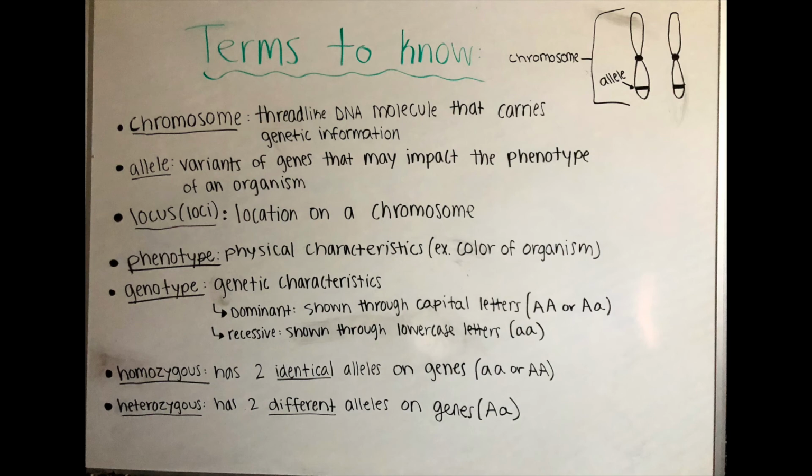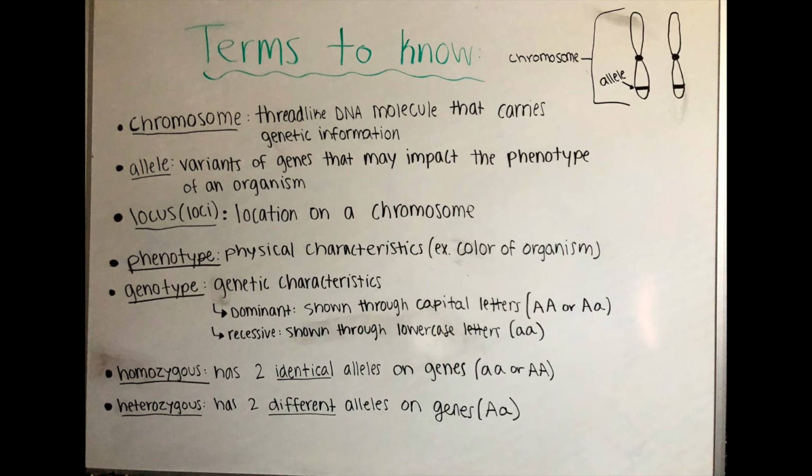First, a chromosome is a thread-like DNA molecule that carries genetic information. Alleles are variants of genes that may impact the phenotype of an organism. A locus, or loci for plural, is a location on a chromosome. Phenotypes are the physical characteristics, for example, the color of an organism.